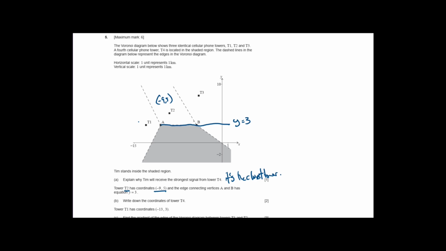So the fact that this is an edge means that this line is bisecting both T2 and T4 at right angles, so it's perpendicular to them, and it's flat. It's perfectly west to east. There's no rise or run. There's no rise on it. It's all run. So cell phone tower 4 must be somewhere down here.